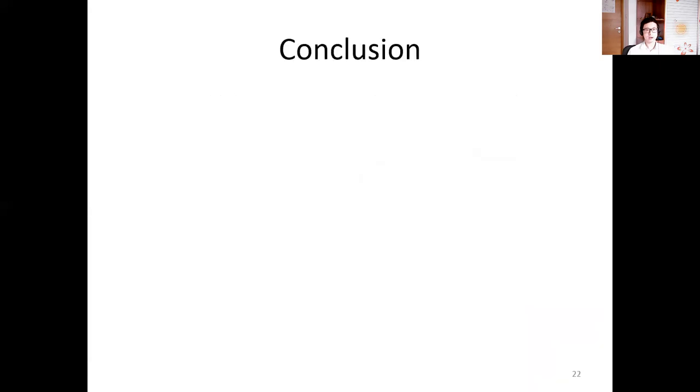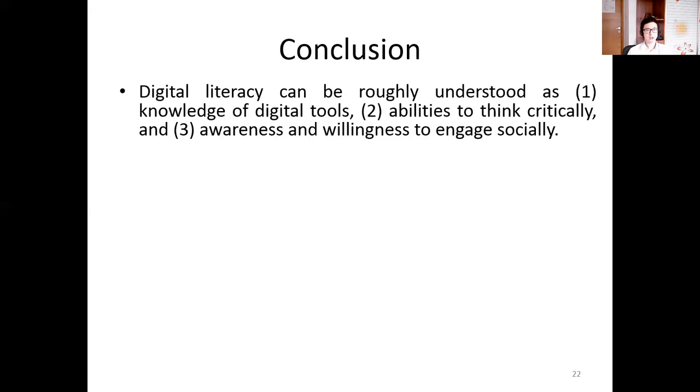Now let's wrap up today's talk. Conclusion parts. In today's talk, we focused on digital literacy, student engagement, and L2 writing. So first, digital literacy. We have looked at models, we have looked at definitions. Here, we can see that digital literacy can be roughly understood as number 1, knowledge of digital tools.